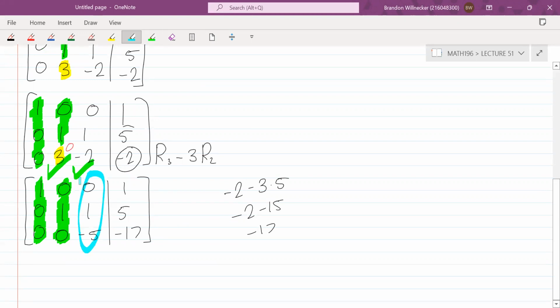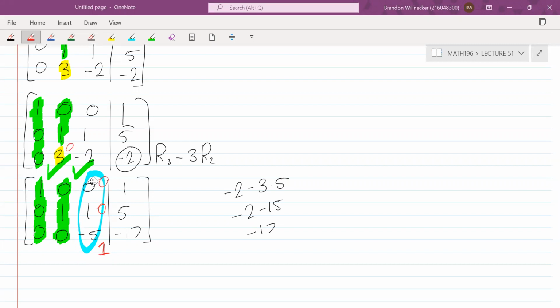Now, if we look at the third column here, what do we want to do? Since it's the third column, we now want the third row, third column to be a 1. So this minus 5, we want it to be a 1. And everything else we want to be a 0. So we want this to be a 0. We want this to be a 0.